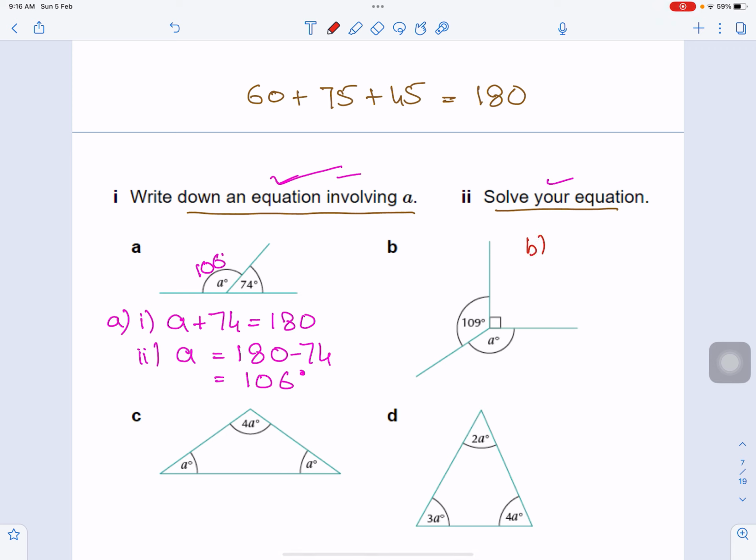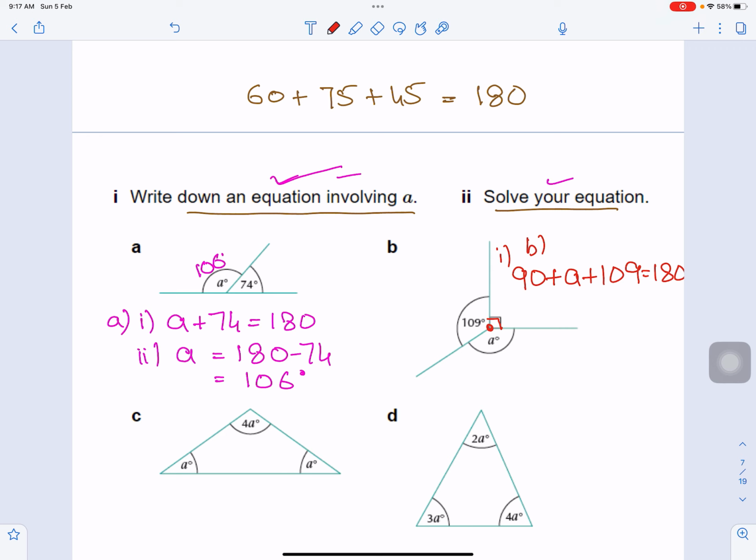In part B, this is angle at a point. Now you must know that angle at a point is 360 degrees, right? So this symbol means 90 degrees. So you can write here 90, and this is the answer of part 1. 90 plus A plus 109 equals 180. Done. No need to do more, right?